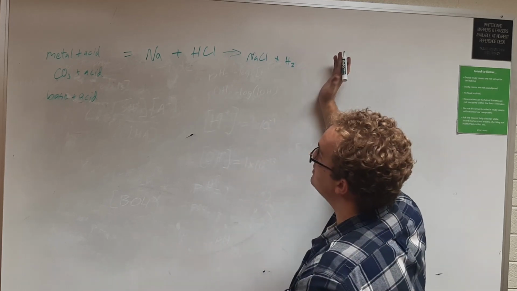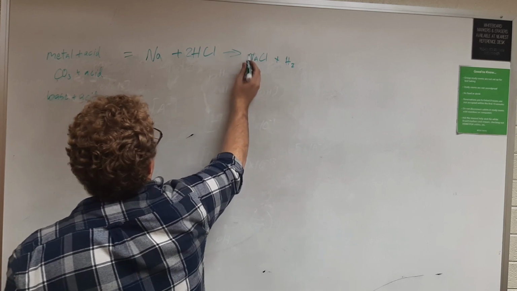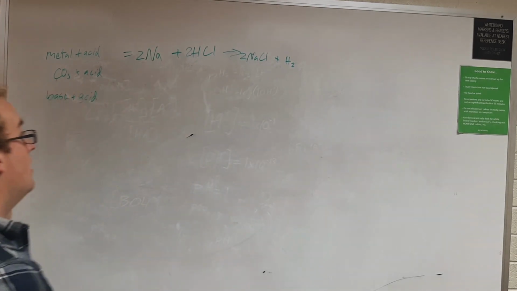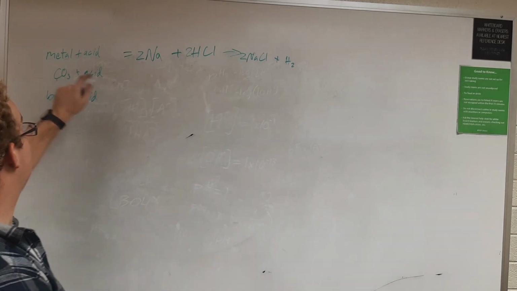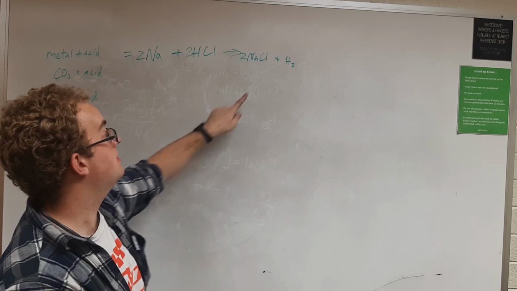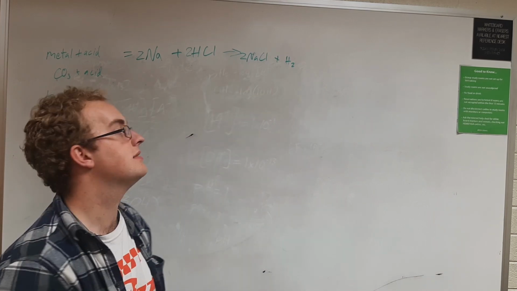Now this is not balanced, of course. We have two H's over here, so we put a 2 right there. That means we need a 2 right there, and a 2 right there. Now it's balanced. So every time you have a metal plus an acid, you create a salt, which is like a metal and a non-metal, plus hydrogen gas.